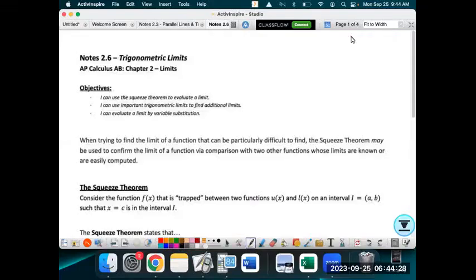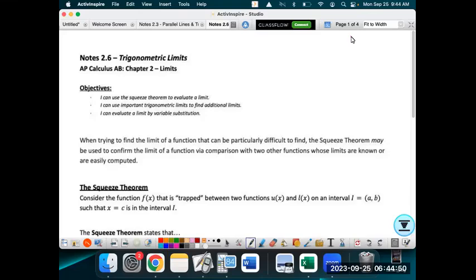All right, so in this set of notes, we are going to be learning about not only trigonometric limits like the title of the note suggests, but if you look at the objectives, we're also going to be learning about something called the squeeze theorem. And then in addition to that, some ways to evaluate trigonometric limits.